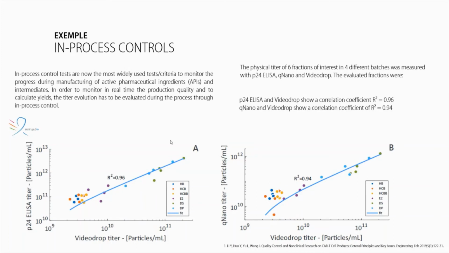So here, the physical titer of 6 fractions of interest in 4 different batches was measured, again with P24 ELISA, QNano, and Videodrop. P24 ELISA and Videodrop here show a correlation of 0.96, and QNano and the Videodrop show a correlation of 0.94.